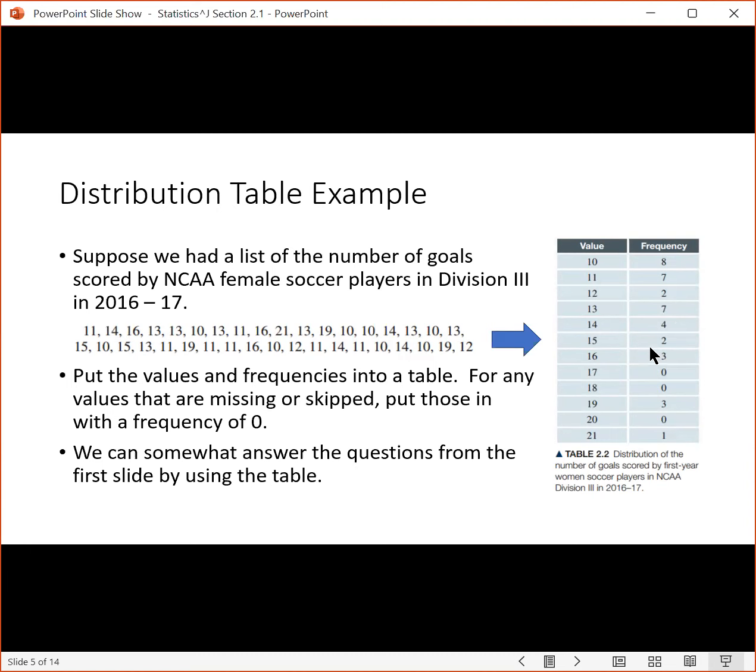And then the extreme values would be the 19 and 21. So there's a player who scored 19 goals, and there's a player who scored 21 goals. We would consider those to be pretty extreme. Okay, and so that's how we could go through and we can try and answer the questions from that first slide about the distribution of the data by using a distribution table.